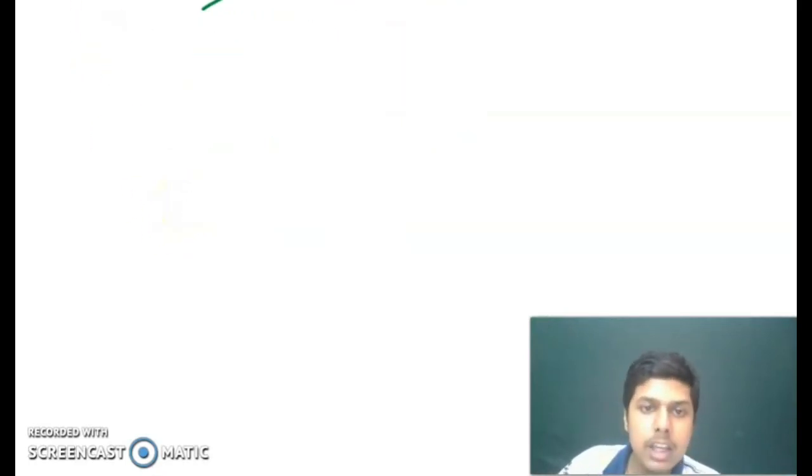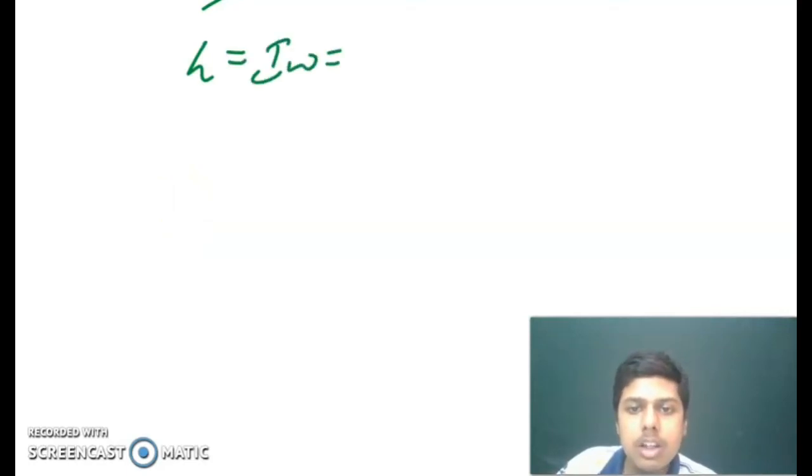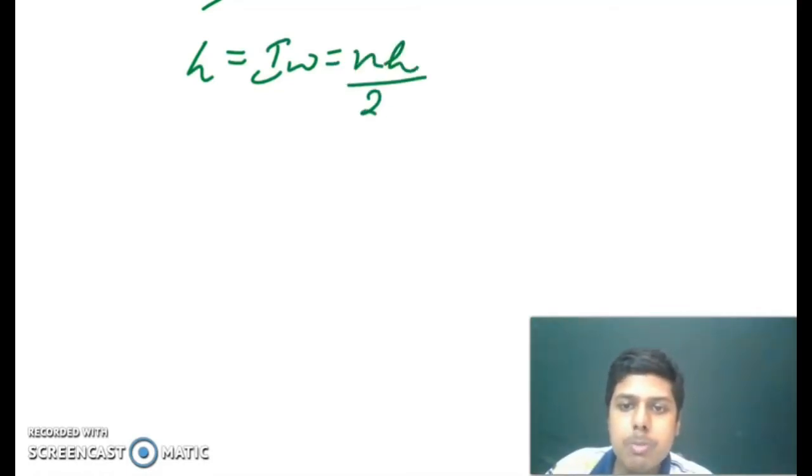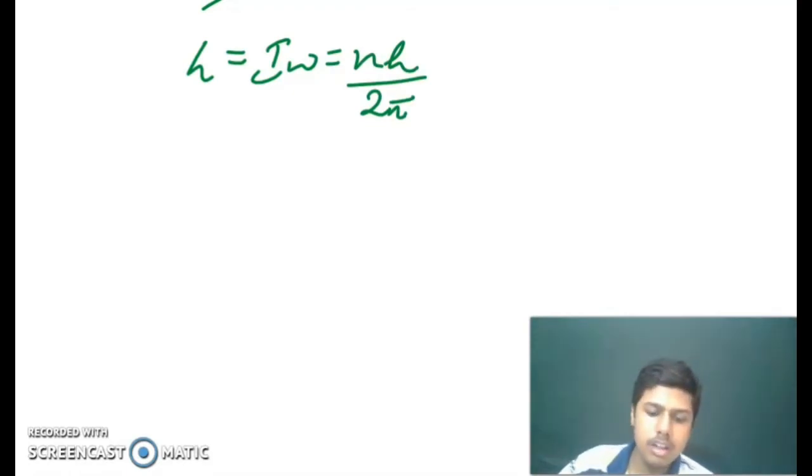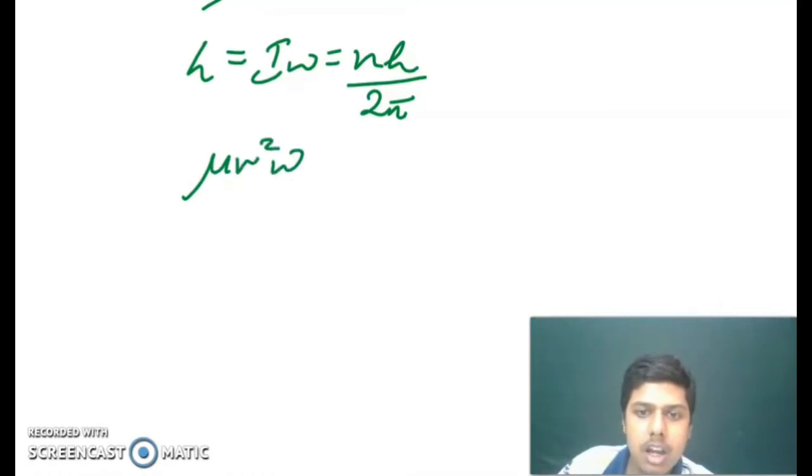Now also, let me write some little bit formulas. Angular momentum can be written as I into omega, rotational motion chapter equation. L is equal to I omega, which can be written as nh upon 2 pi, as we studied here. Now, what we can write for I: mu r square into omega is equal to nh upon 2 pi.